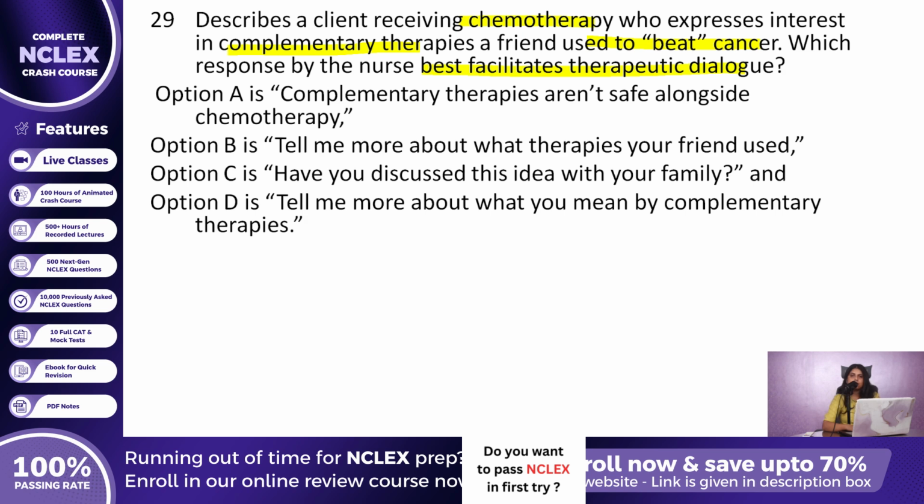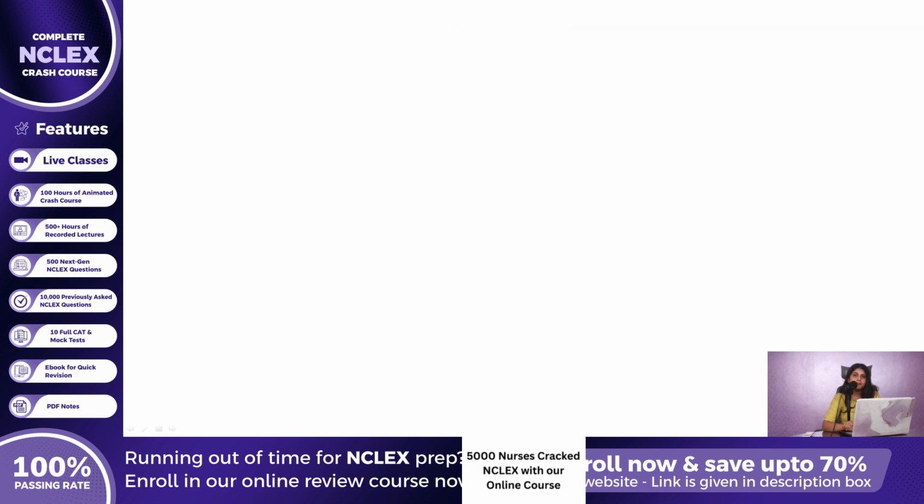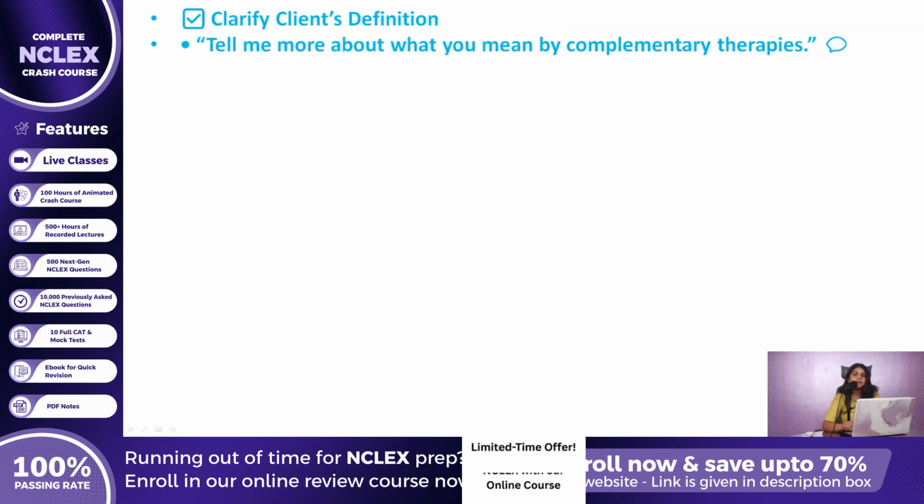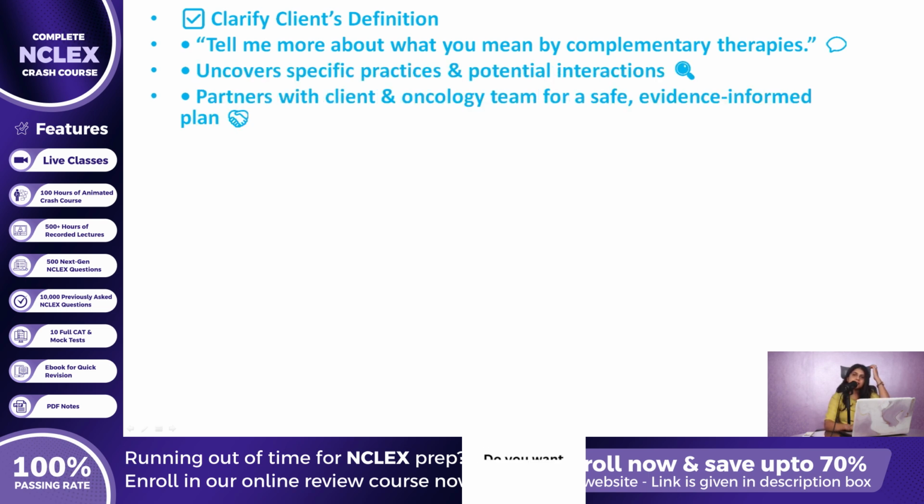The correct answer is option D. Tell me more about what you mean by complementary therapies. Clarifying the client's own definition allows the nurse to uncover specific practices, assess for potential interactions, and partner with the client and oncology team to develop a safe, evidence-informed plan.